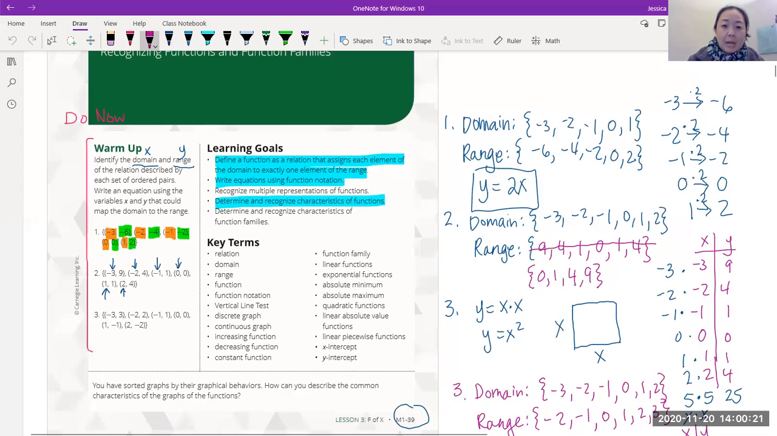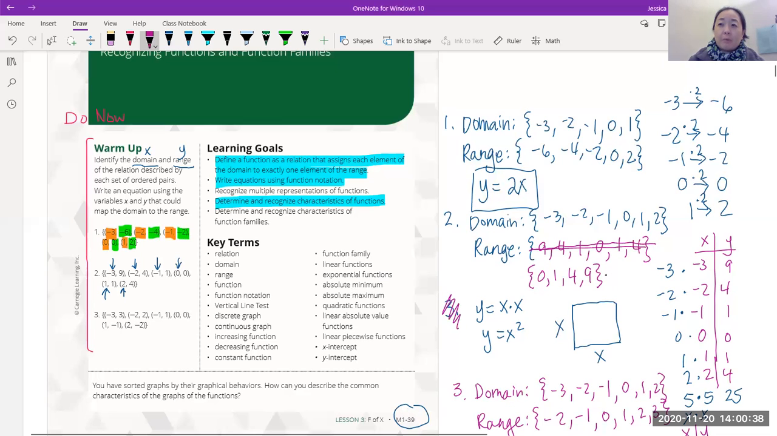We don't care how many times it happens, we just want to know which numbers they are. So 0, 1, 4, and 9. That's it. And so we would not write our range like this. We write it like this. Okay.